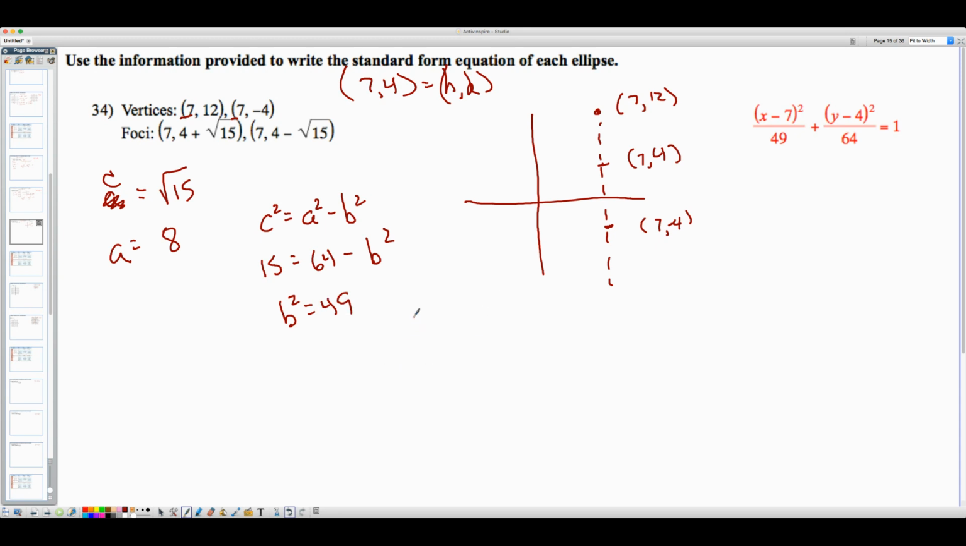And we write the equation. I'm going to write the y values first, because I know that the larger number is going to be underneath the y's. So I'm going to write y minus 4 squared, and I'll have a plus sign and x minus 7 squared, and it's got to equal 1. And my larger value, my a squared value, goes under here, which is 64, and my b squared goes here, which is 49.